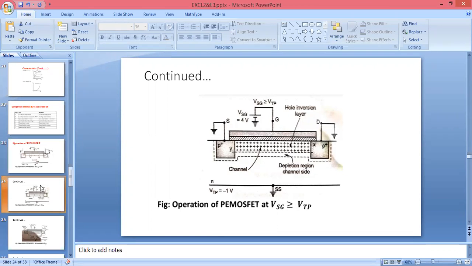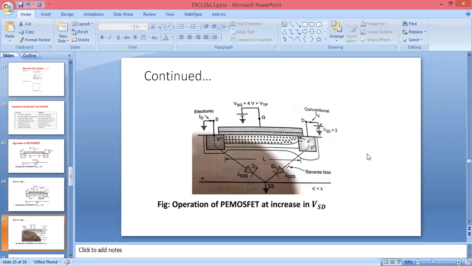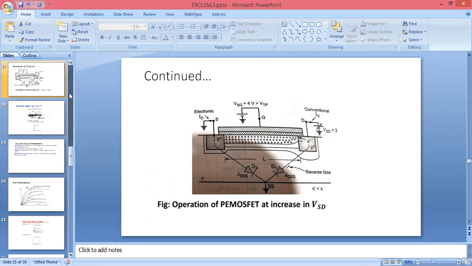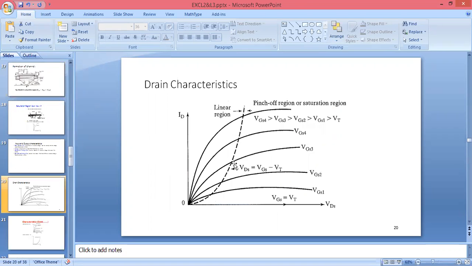Okay. Now we will see operation of PMOSFET, when we will give increase in VSD. जब हम N channel MOSFET में देख रहे थे तब हम क्या कर रहे थे? Firstly we have seen, I will show the diagram here. When we are not giving any VGS, means VGS is 0 volt, तब वहां पे क्या हो रहा था? There will be no current flow.